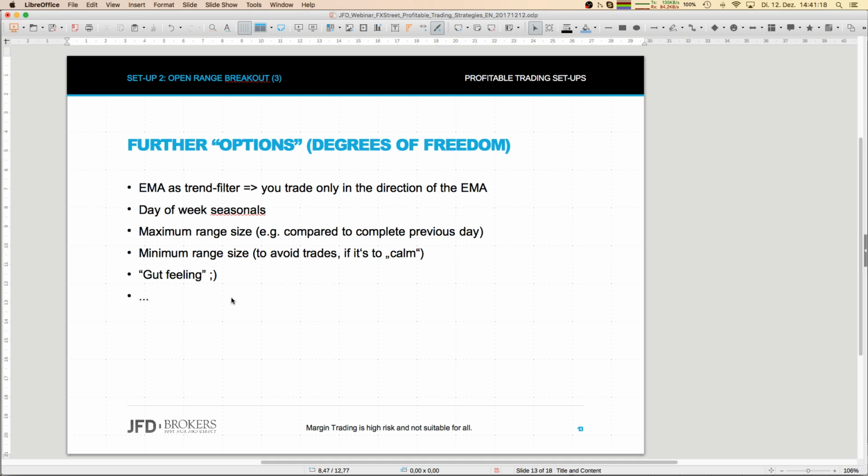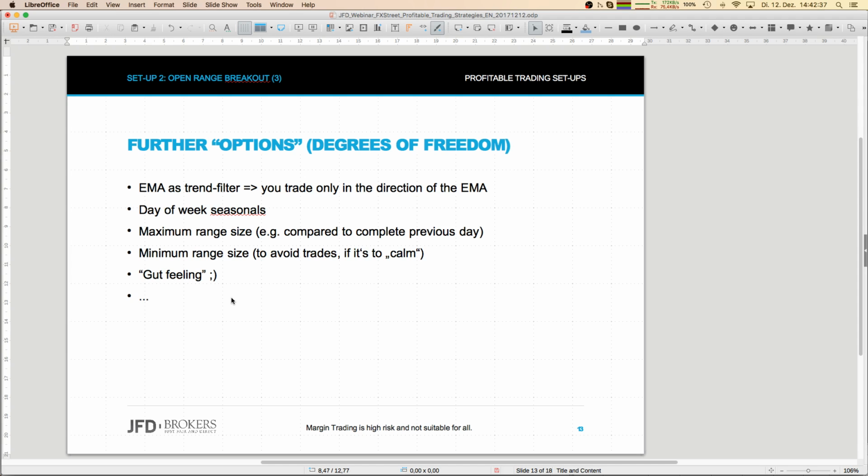Maybe we use a minimum range size as well, and that's where you definitely need something like that, because if the range is too small, and you always know we have to pay the spread, a little bit of wiggling around of the price means reaching the stop loss. So a minimum range size additionally avoids trades if the overall volatility is low. For example, between Christmas and Happy New Year, the strategy would not trade anymore.